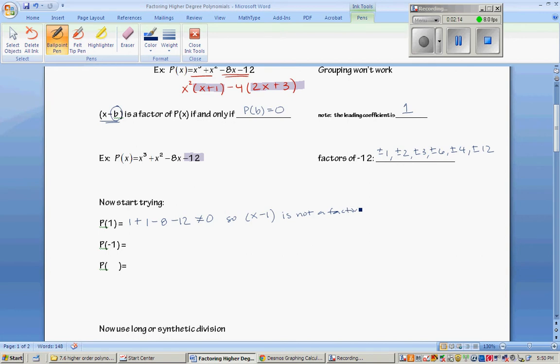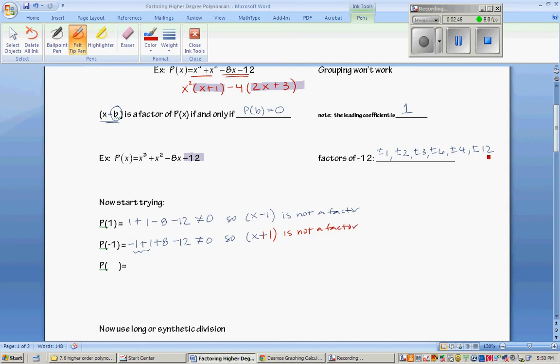Now sometimes you can eyeball it and see what sorts of things would work. So I'm going to check out negative 1. If I plug that in, I get negative 1 cubed is negative 1 plus 1. Negative 1 times negative 8 is plus 8, and then minus 12. So we get a 0 here with these two. But 8 minus 12 is still not 0. So again, x minus negative 1 is not a factor. So now it's x plus 1.